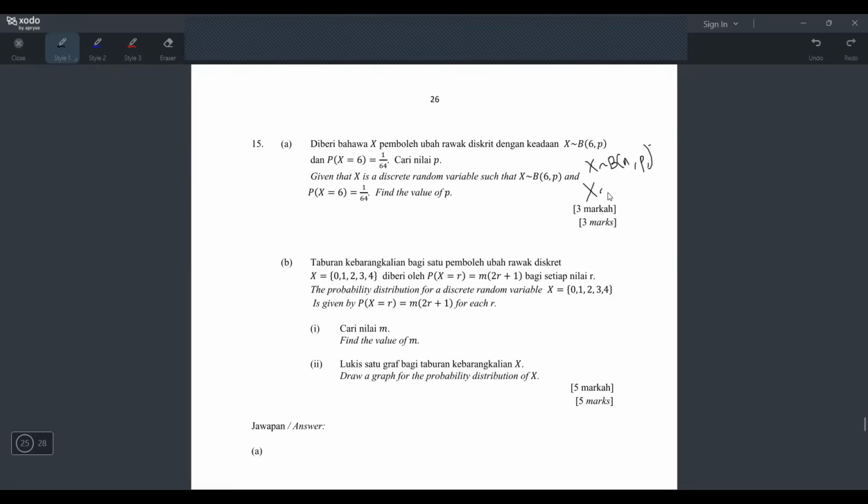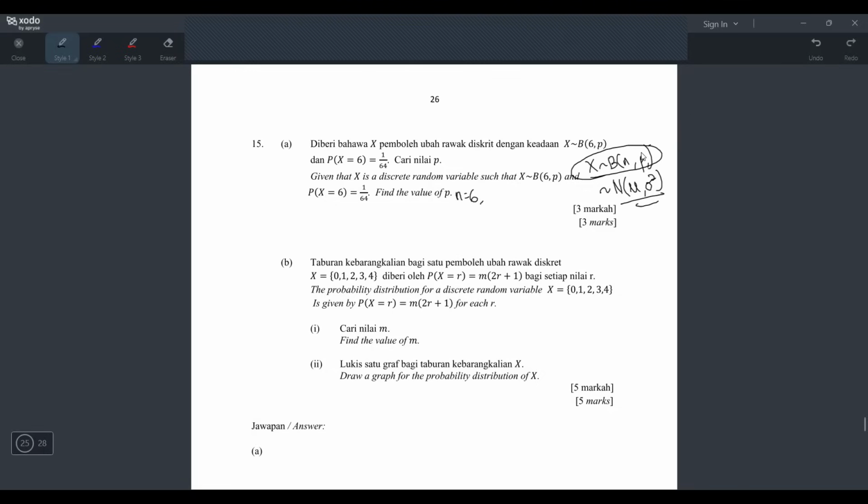But what if they write N? If they write N, then the one in front will be the mean, and this will be the variance. Okay, N stands for normal distribution, B stands for binomial. Okay, but this question is binomial definitely, so I'll refer to this one. So the 6 is actually n, so I already have my first information, n is 6.